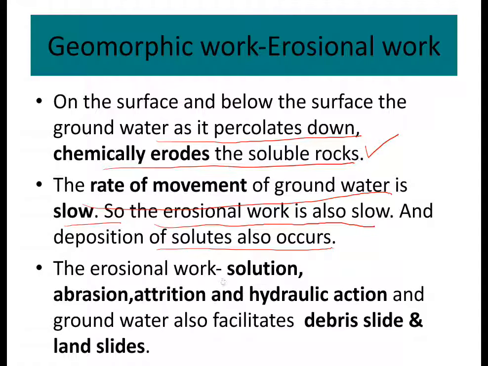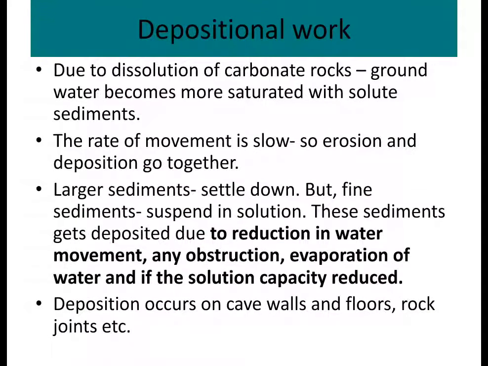The erosional work can be done through solution, abrasion, attrition, and hydraulic action, and groundwater also facilitates debris slides and landslides. But among these, solution is the major form of erosion which can happen through groundwater. Rocks like limestones and dolomites can be easily dissolved because the minerals and salts in these rocks are easily dissolvable in groundwater. That's why many karst landforms are formed because of groundwater erosion.